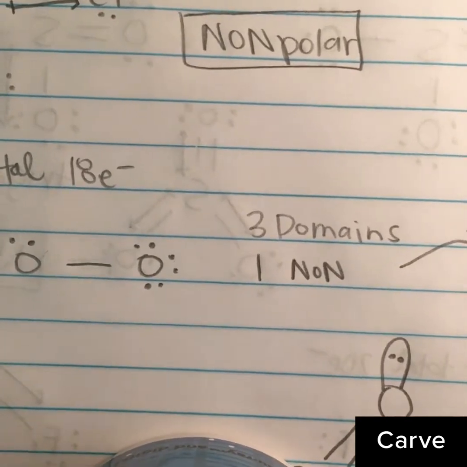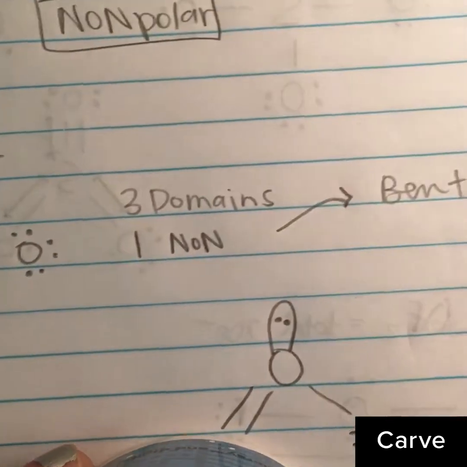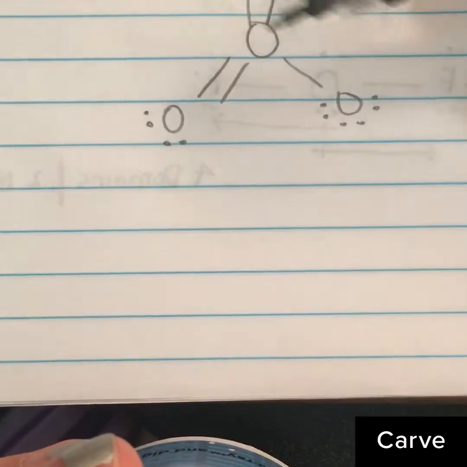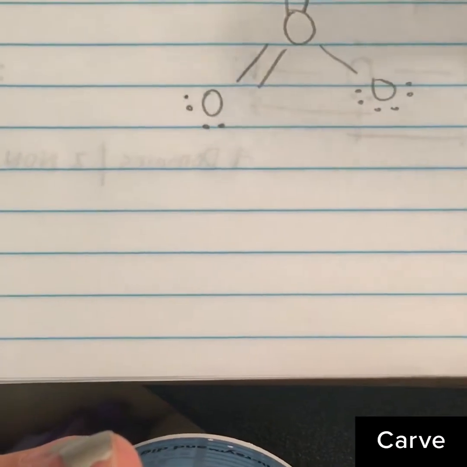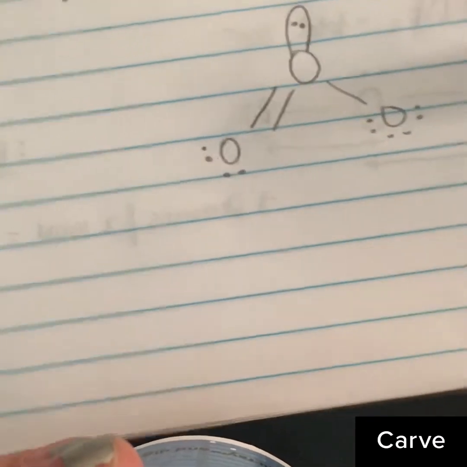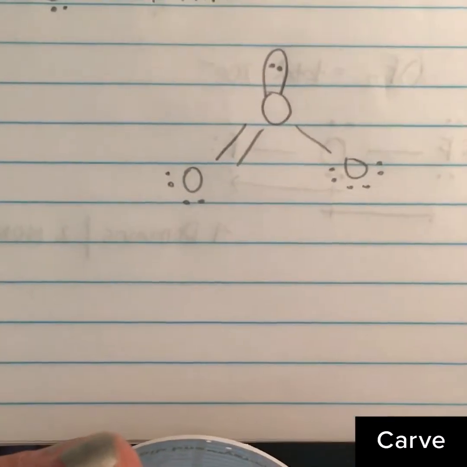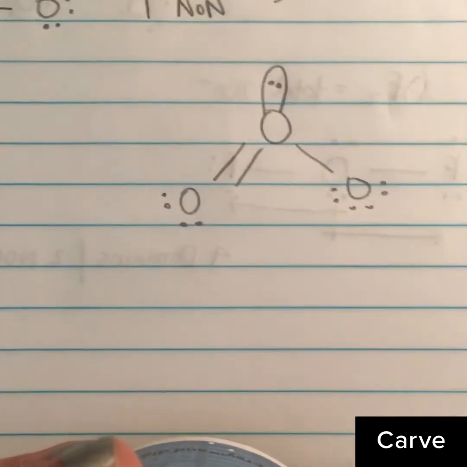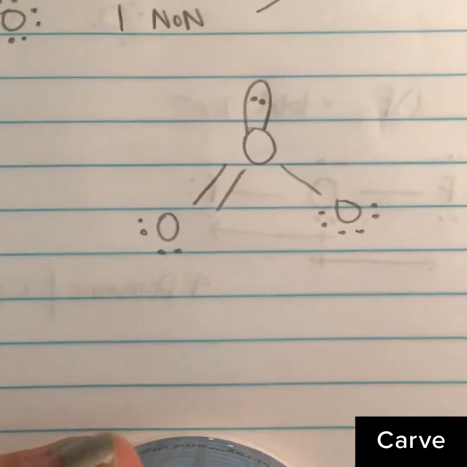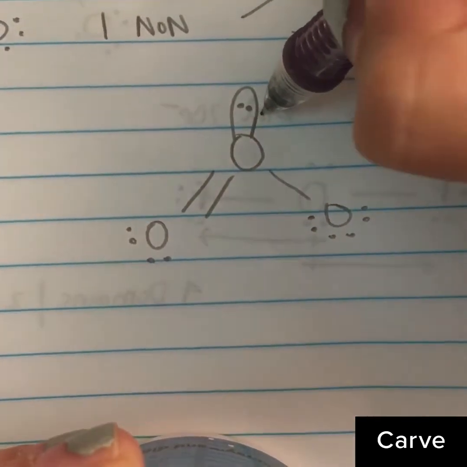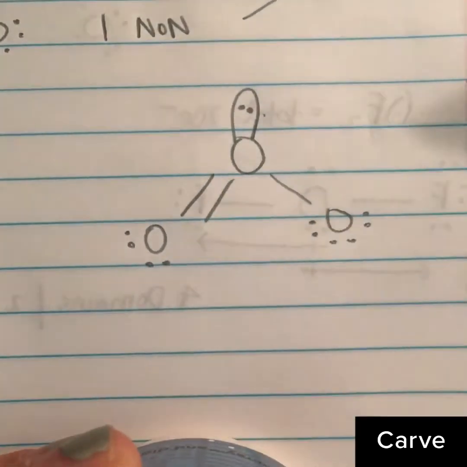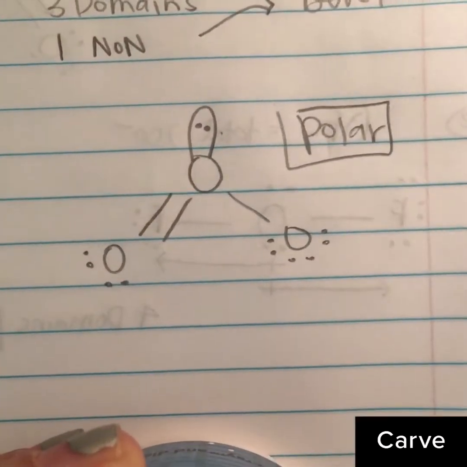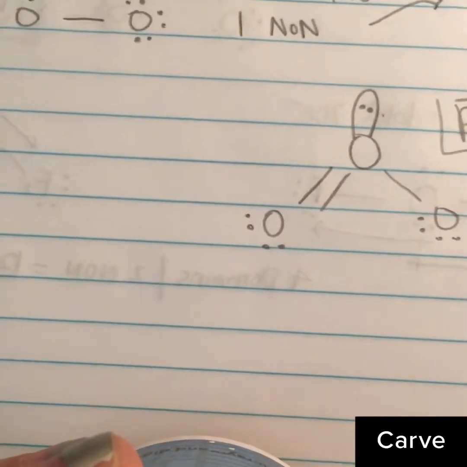So you have 3 domains. You have 1 non-bonding, so you have a bent structure, and it looks like this. You have a double bond on this side, you have a single bond on this side, and you have a non-bonding pair attached to the central atom. And so there are no net bond dipoles, but that does not mean in this case that it is nonpolar, because all the bonds are not the same. You have a non-bonding pair right here, and then you have two bonding. So this one is actually going to be polar, despite the fact that there are no dipoles.